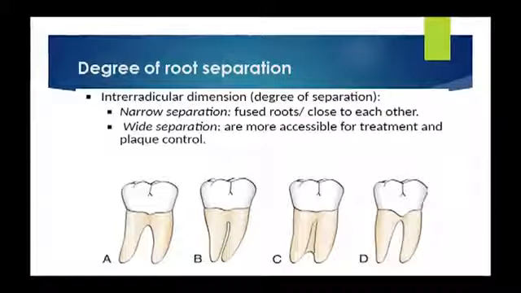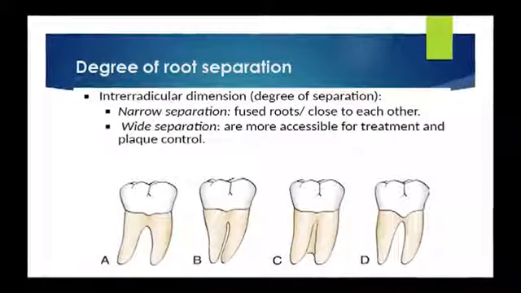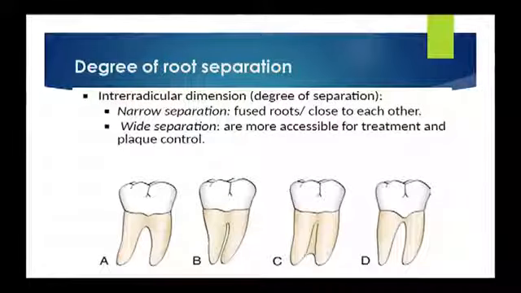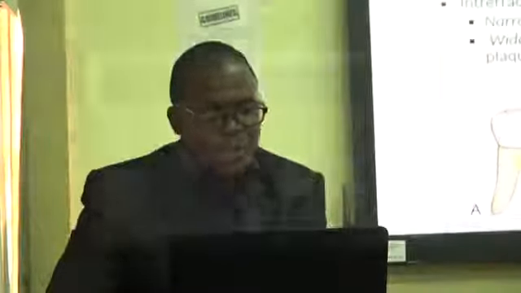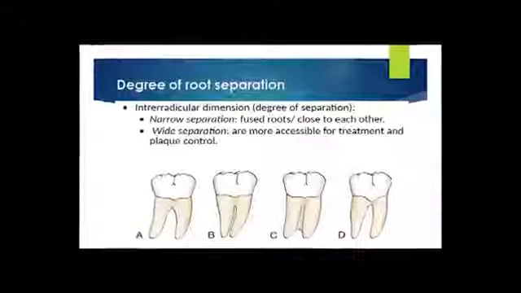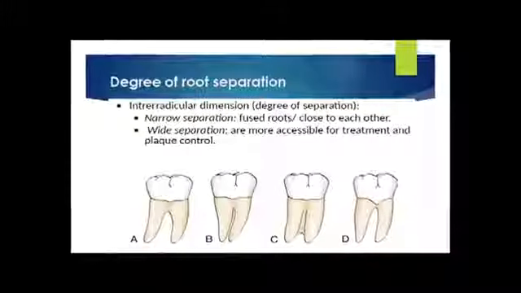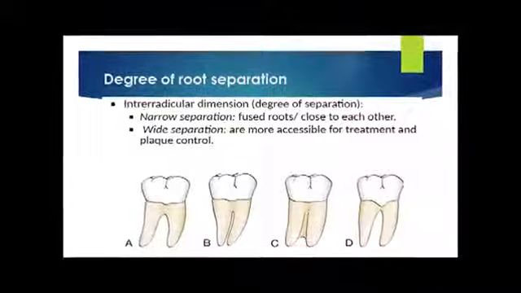So the interradicular dimension we are talking about is the distance between the two roots. For example, if we take it at mid-root, this distance is what we are talking about. So if you have option A, B, C, D, which of these would be easier for you to root plane using a Gracey curette?